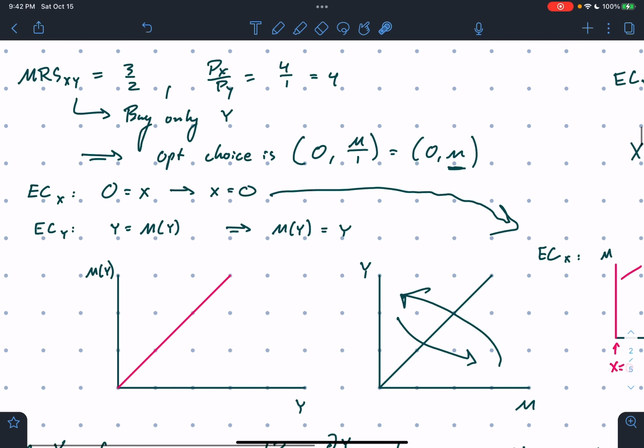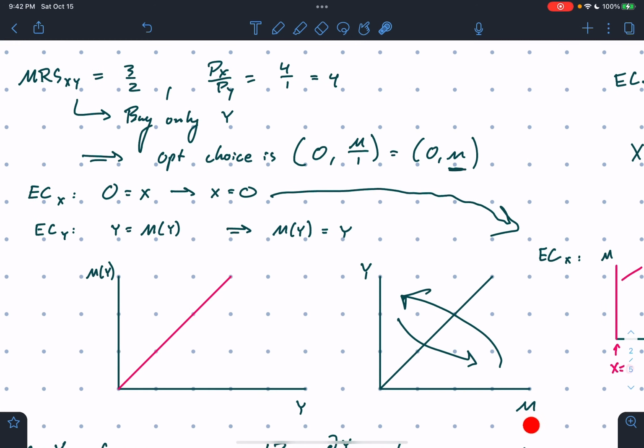What we could do is plot y as a function of m, then flip it to get this. But in this case, it's a straight line, so it's literally the same. But this is the Engel curve for y. And just note that we're plotting y on the horizontal axis, m on the vertical axis. And we just got that by plotting it the other way and flipping the graph to get this.